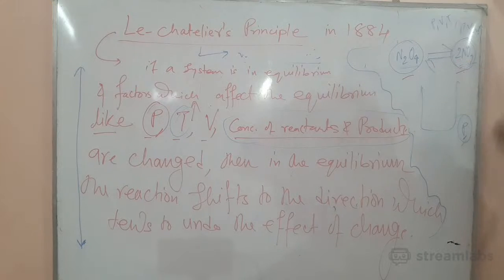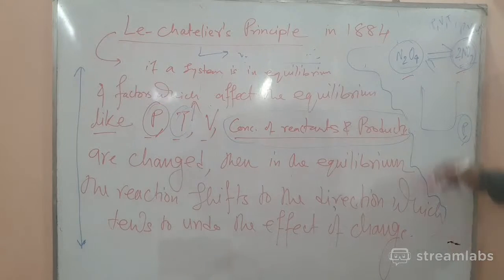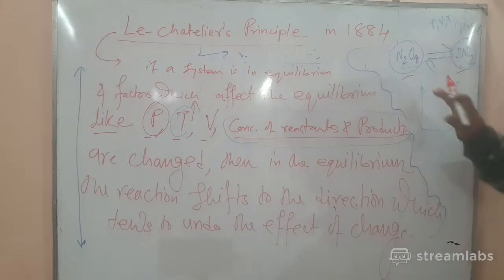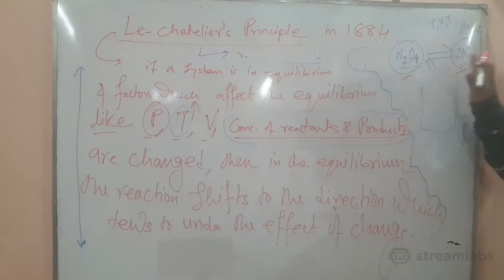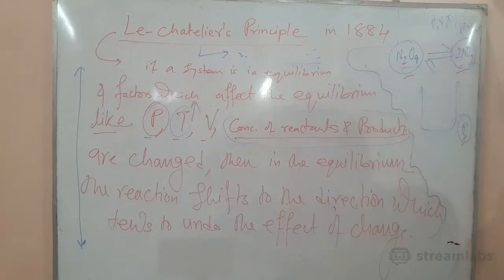Now if I increase the pressure, then the reaction will tend to go in the backward direction, because it will tend to decrease the pressure. And who is applying less pressure? N2O4. That's why it will go towards the backward direction. If I decrease the pressure, then which one must form more, N2O4 or NO2? NO2 will form more.